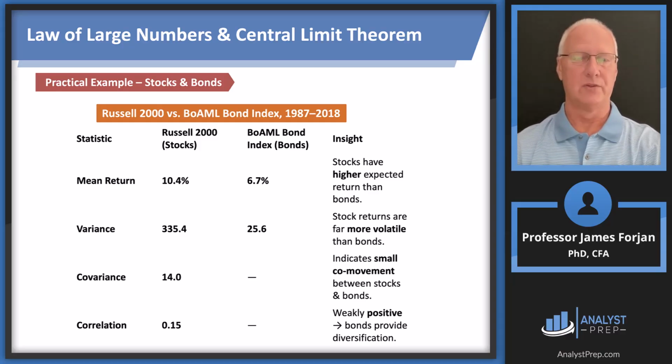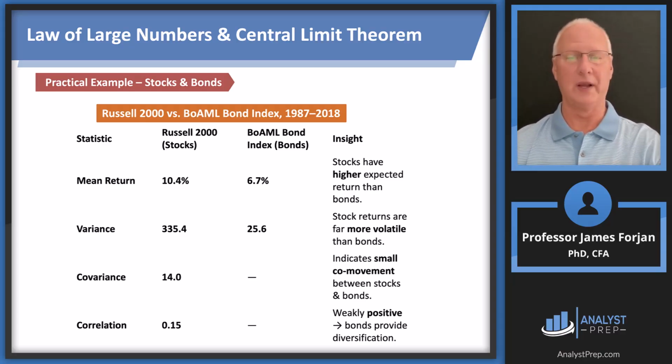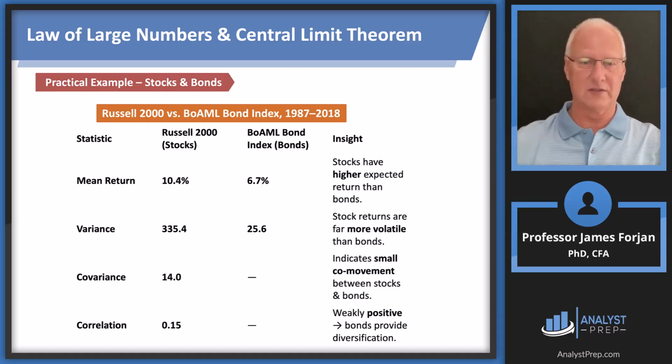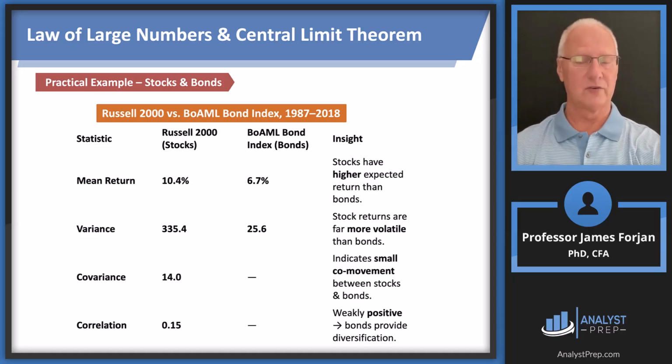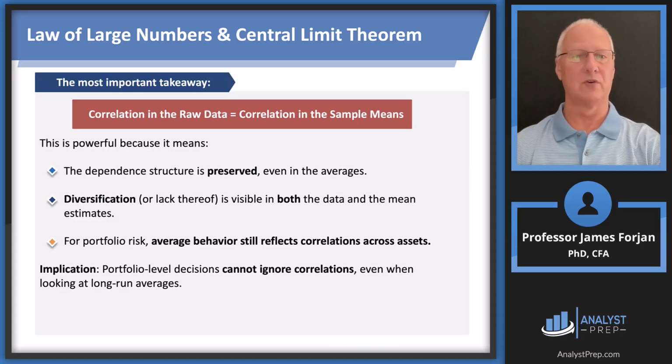Here's a quick example comparing the Russell 2000 with some bond index. So 10 versus 6, stocks have higher returns. Variance 335 to 25. There we go. That's way more risk. The risk of bonds is this big, the risk of stocks is this big. Covariance is 14. I'll talk about that in just a second. And the correlation coefficient is 0.15. So it's positive, but it's not very strong.